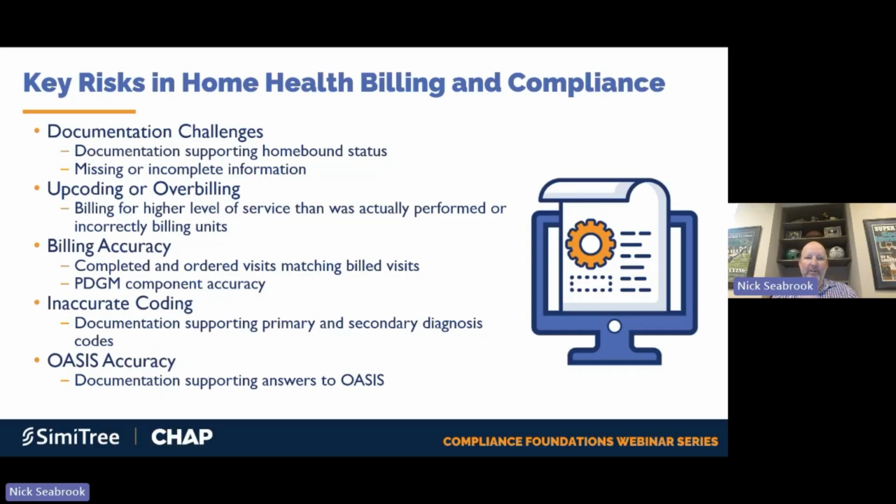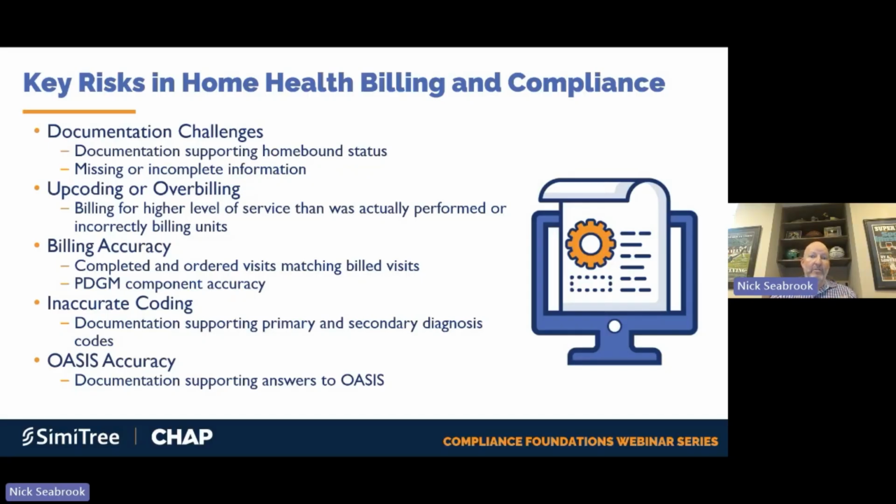Billing accuracy, again, we talked before about the visits matching from what's been billed versus what's in the actual EMR. But I'd also say completed and ordered visits. Again, we talked about the plan of care. We talked about supplemental orders. What's going to be on those orders is going to tell you the number of visits authorized and over a certain amount of time. So a lot of times you might hear, 3-week 3. That means 3 visits were ordered over a 3-week period. So it's important that you're sticking within that 3-week 3 cadence.